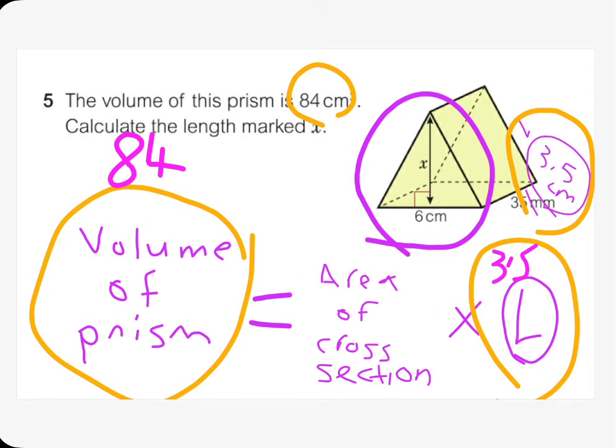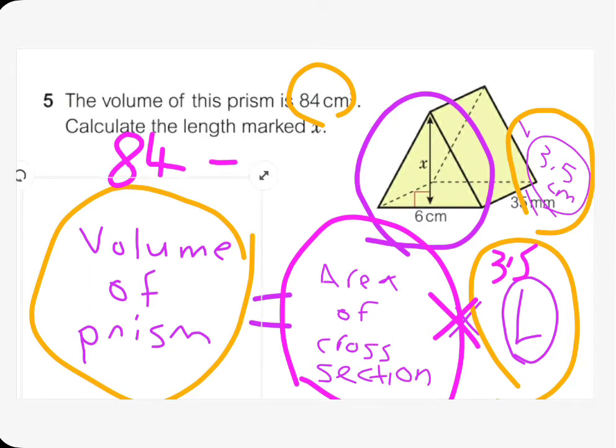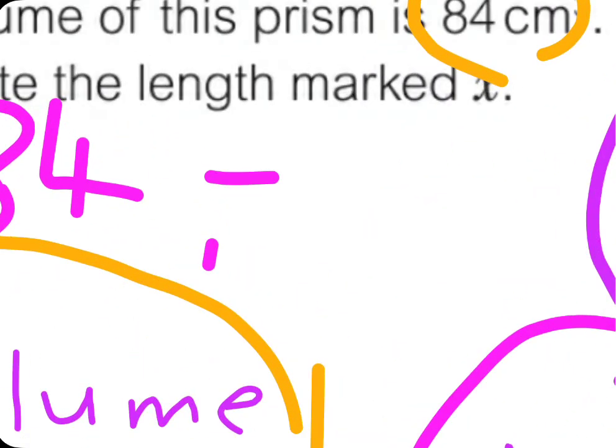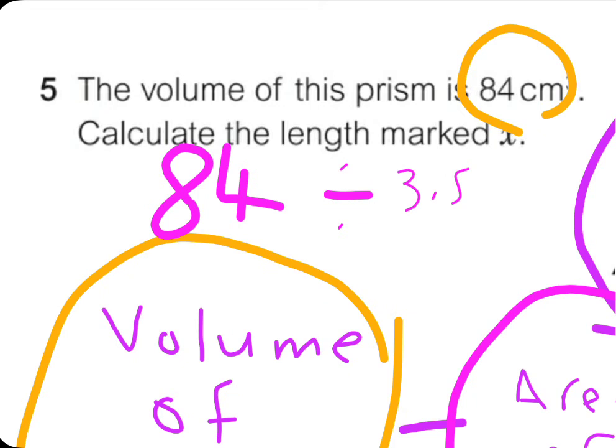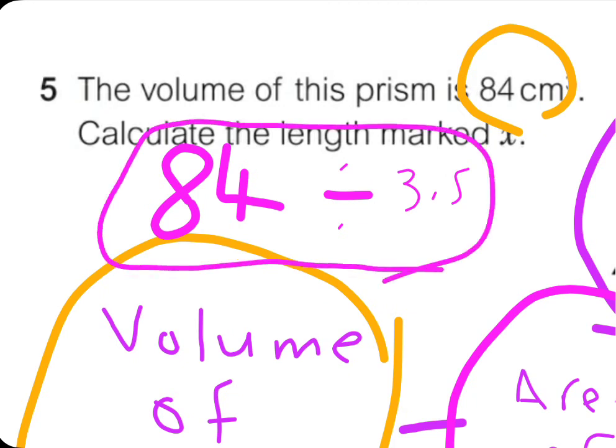Area of cross section, we don't know it. So because this is multiplied, we're going to take it to the other side by division. So it's going to be 84 divide 3.5 here. We're going to use the calculator for that. So 84 divide 3.5 will give me the area of the cross section. When you divide 84 by 3.5, what's the answer?